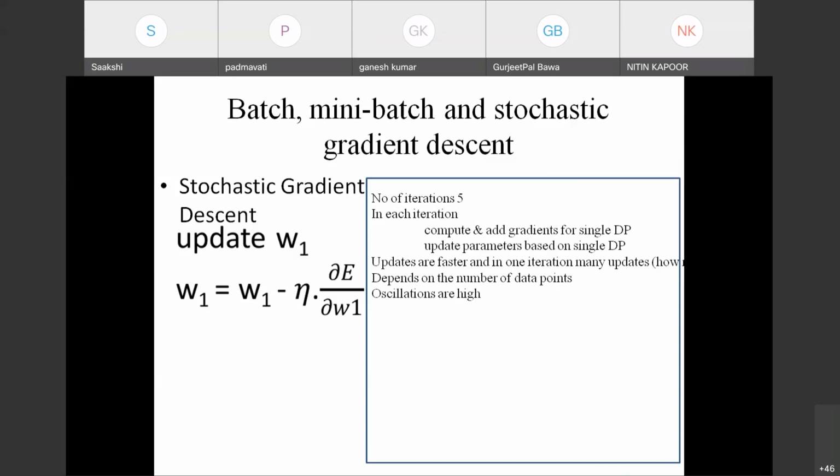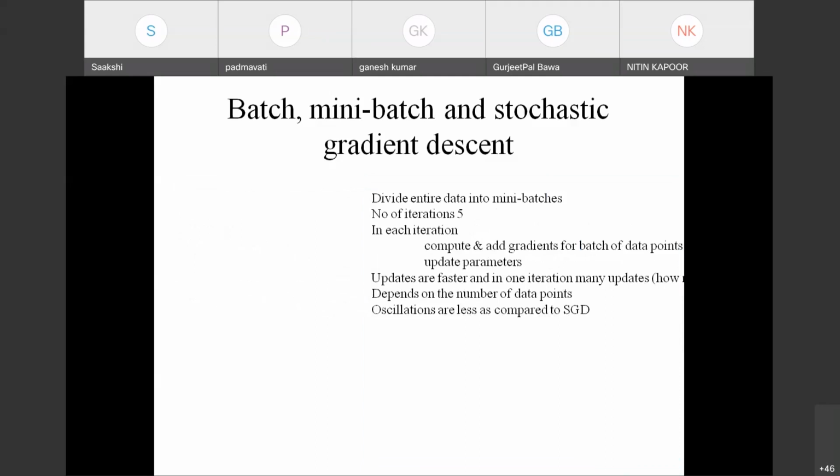And compared to gradient descent, there we were doing a single update each time. But here, we are taking neither n data points nor a single data point for the update. If I take a single data point, we get high oscillations. If I take n data points, compute the gradient and update the parameters, the updates are very, very slow. So instead of those, we go for mini batch gradient descent.